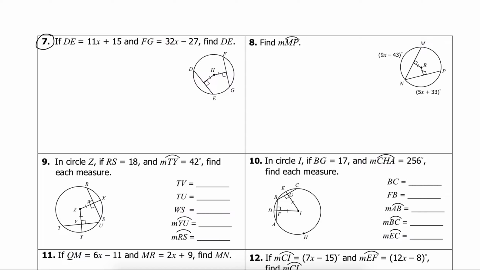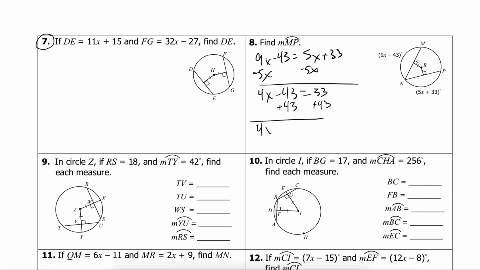All right, number 8, we've got these are equidistant from the center, which means the chords are equal, which means the arcs are equal. So we're supposed to find MP, but we're going to start out by just setting these arcs equal to each other. So 9x minus 43 equals 5x plus 33. 4x minus 43 equals 33. Add 43. You get 4x equals 76. So x equals 18. Okay?